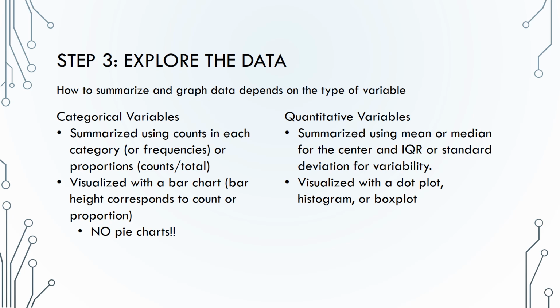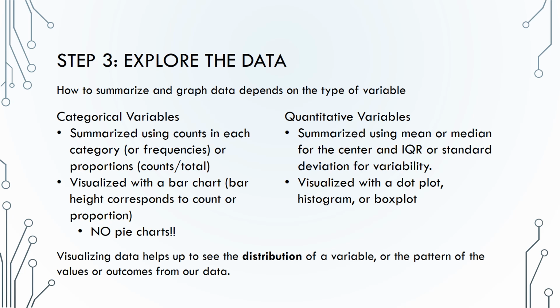You can find examples of all types of plots in your textbook. Bar charts are on page 29, a dot plot on page 7, a histogram on page 114, and a box plot on page 326. Note, the purpose of these plots are to visualize the distribution of a variable, or the pattern of values or outcomes from our data.